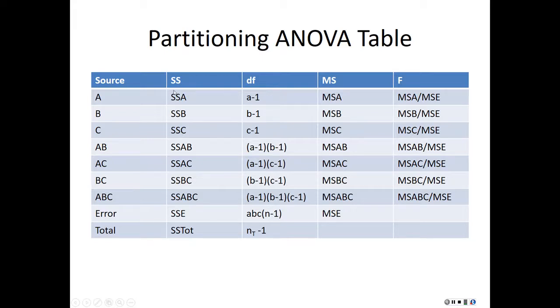Mean square built the same way, sums of squares divided by degrees of freedom. And the F statistic, the divisor is the mean square error. Okay, so A over error, B over error, everything's over error. So nothing like that. And the same thing, all the sums of squares equal the sum of squares total. All the degrees of freedom equal to NT minus 1, the total sample size we have minus 1.